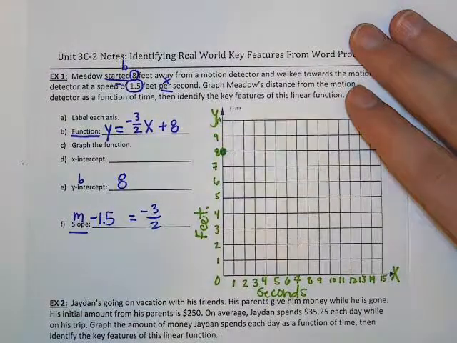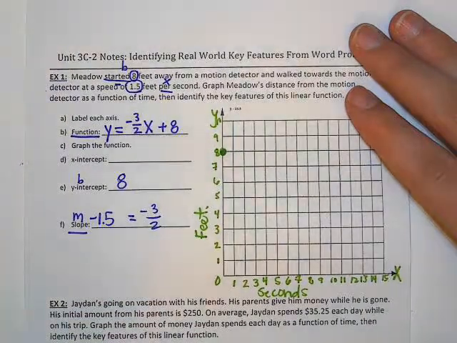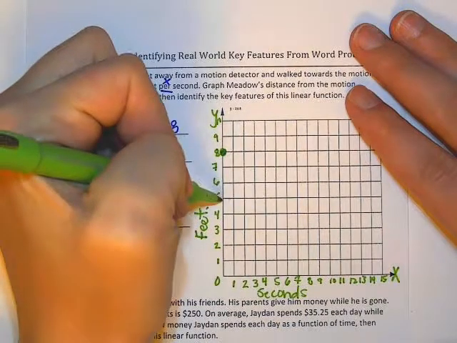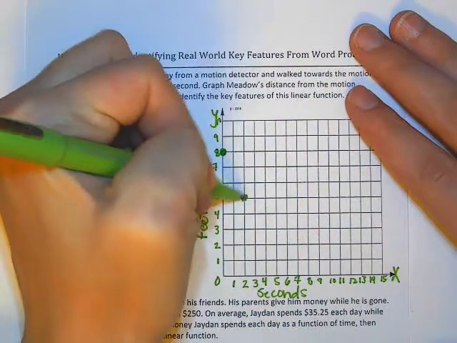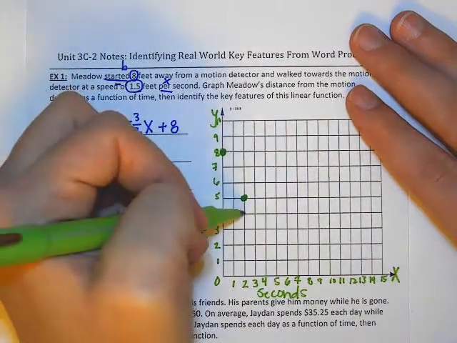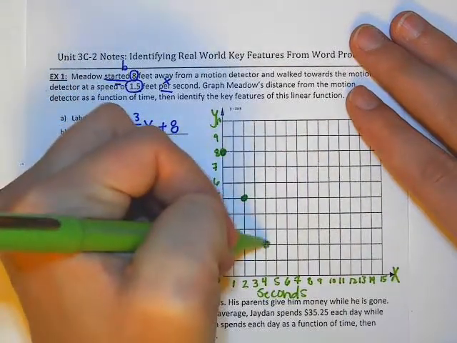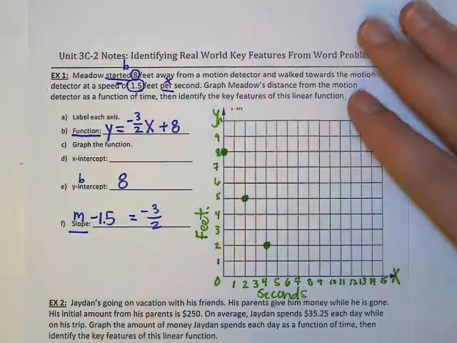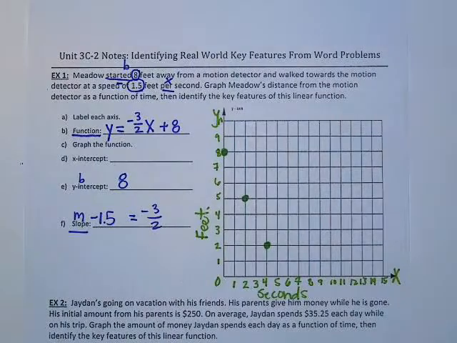What's my slope? So am I going to go up or down? Down, because it's negative 3, then to the right 2. And do it again. Do it with me. Down 3, right 2. Like this. Okay, I can't go any further. So draw your line.